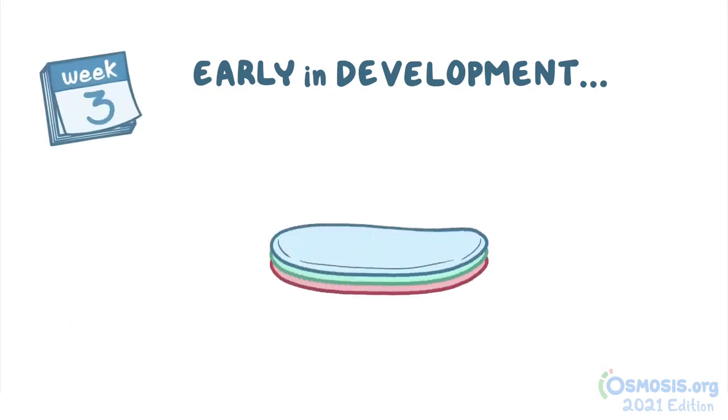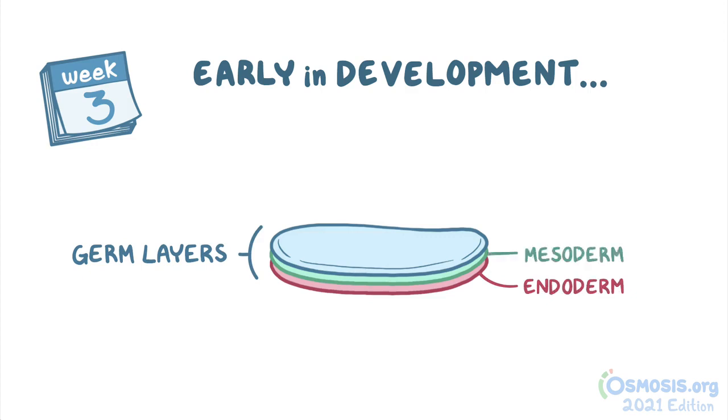Early in embryonic development, during the 3rd week post-fertilization, the embryo is a flat, disc-shaped organism made up of 3 layers of pluripotent cells called germ layers, which give rise to all the organs and tissues in the body: an inner layer called endoderm, a central layer called mesoderm, and an outer layer called ectoderm.